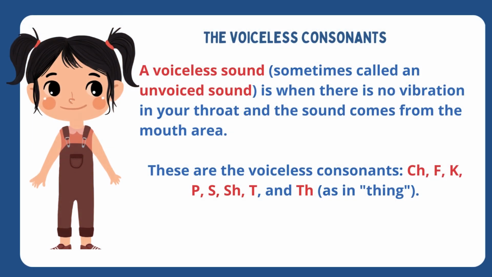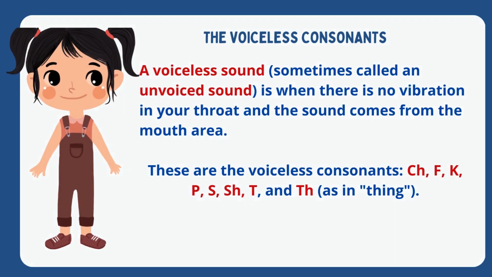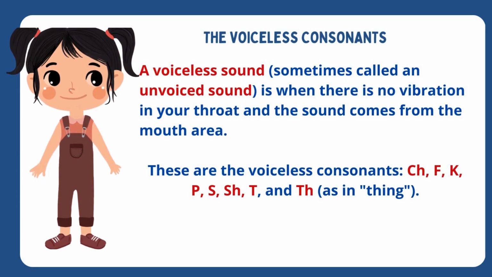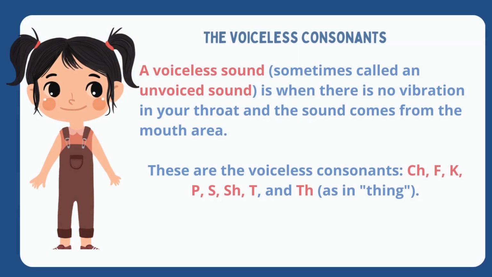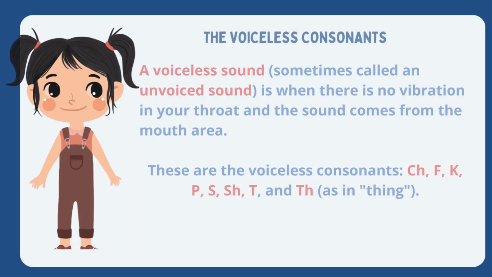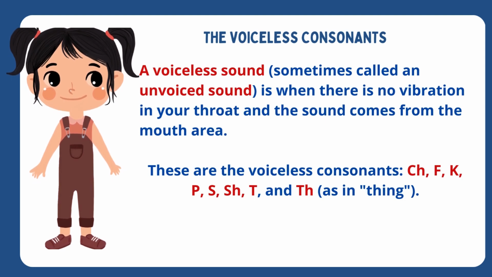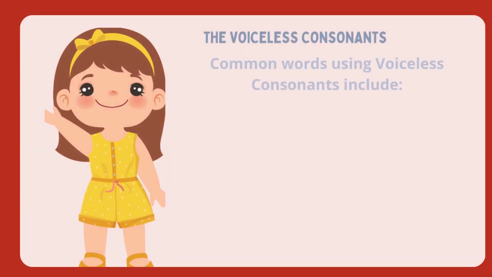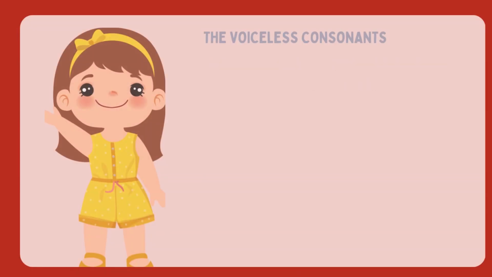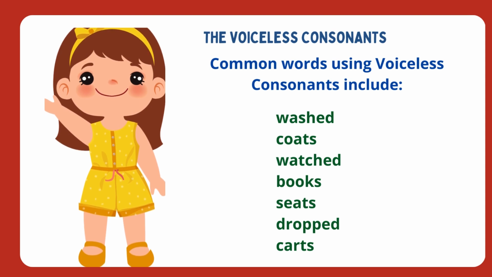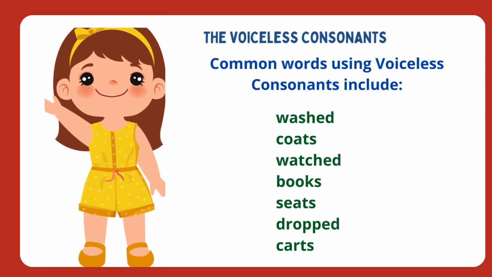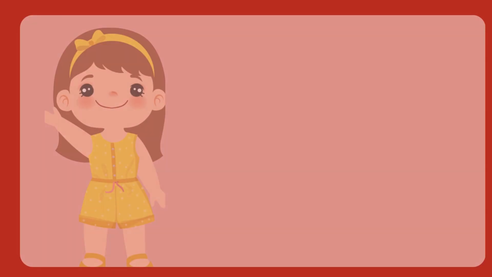The voiceless consonants. A voiceless sound, sometimes called an unvoiced sound, is when there is no vibration in your throat and the sound comes from the mouth area. These are the voiceless consonants: ch, f, k, p, s, sh, t, and th as in thing. Common words using voiceless consonants include washed, coats, watched, books, seats, dropped, carts.